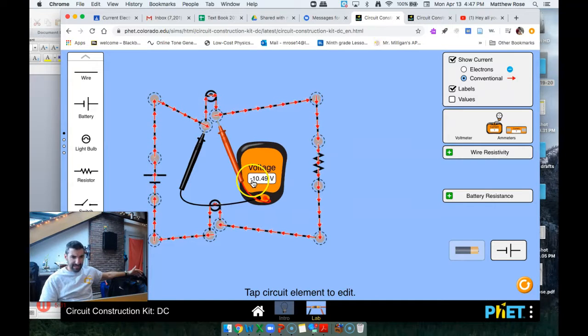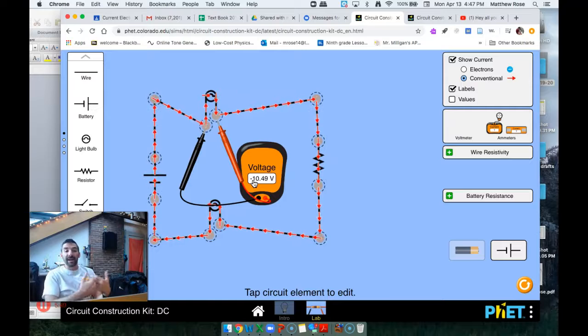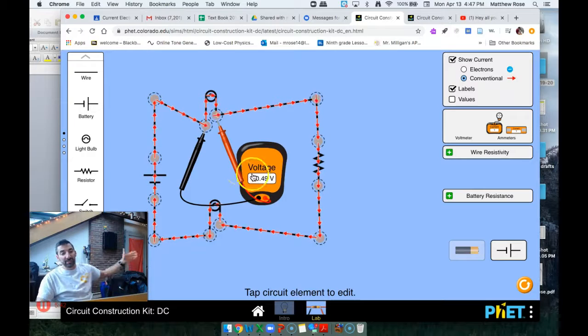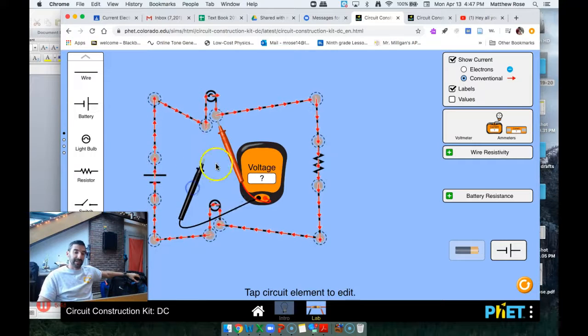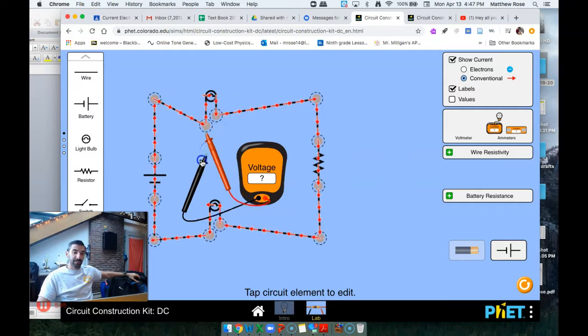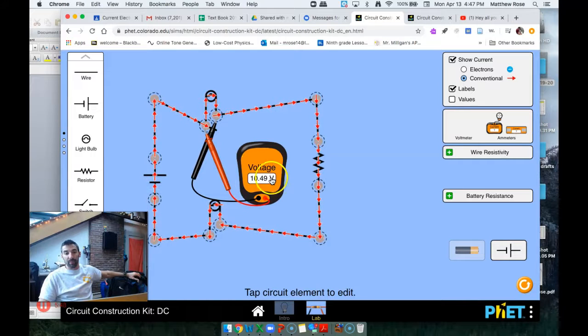Now, I want you to notice this negative. All the negative means is that I put them in the wrong direction. We don't care about that. Like I said in the beginning, the negative, we are defining the direction of electricity. This just means I hooked it up backwards. So in other words, I can switch these, and now I'll get positive 10.5. So we're just reporting the magnitude.